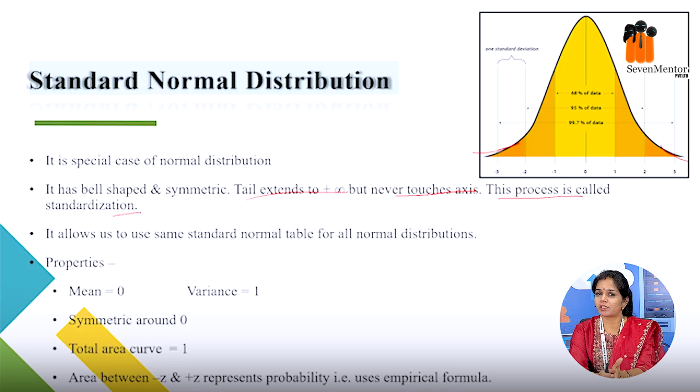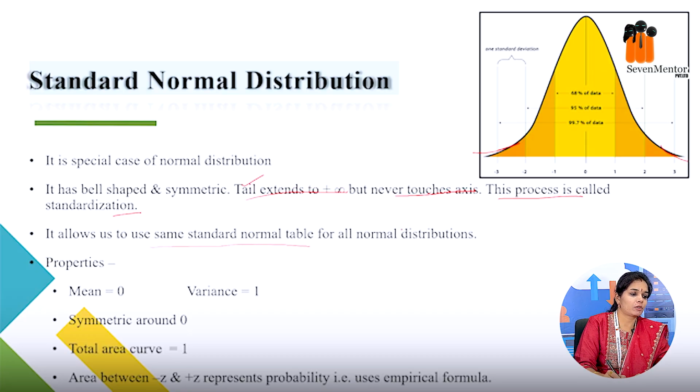The most interviewer favorite question: What is standardization? What is normalization? Normal distribution, normalization. Standard distribution, standardization. The process here is this of standardization. Yes, it allows us to use the same standard normal table for all normal distributions. These properties we have already seen.